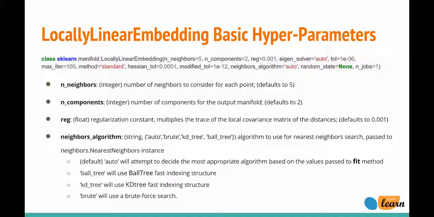The LLE class has 12 hyperparameters that the user can define before learning a manifold, all of which have defaults. 4 basic ones are listed here and can get a user started. The number of neighbors to use to build the local linear embeddings, the number of components that will define the output manifold, a regularization constant, and the nearest neighbor algorithm to be used.